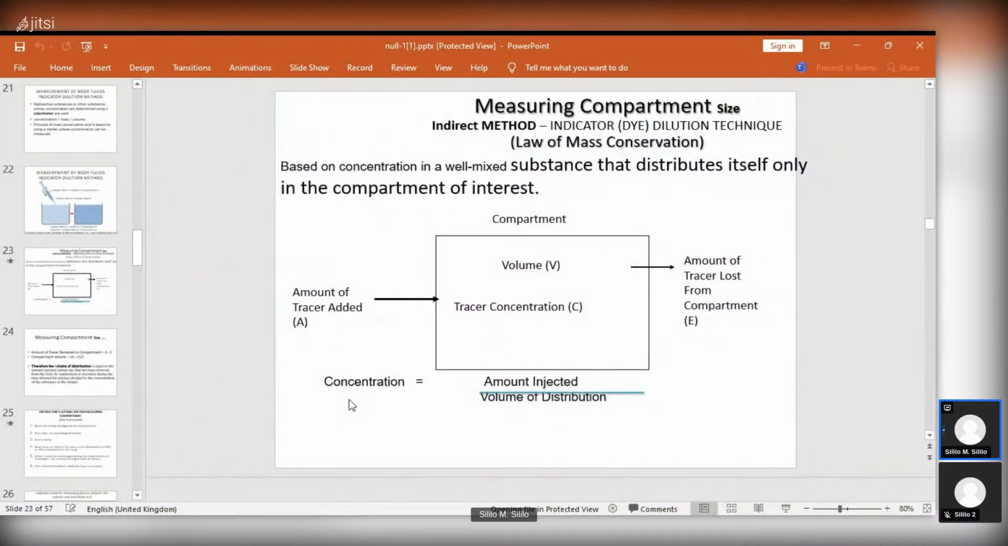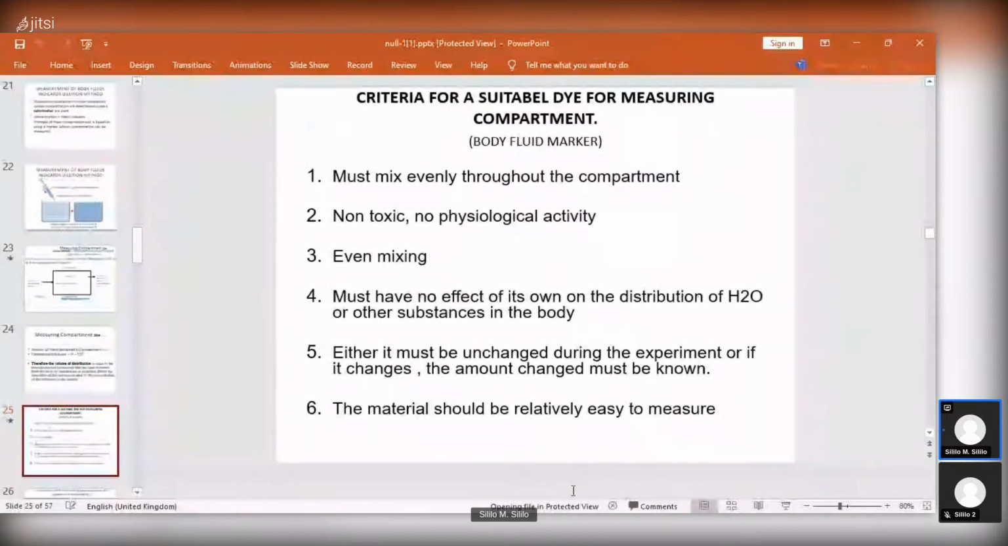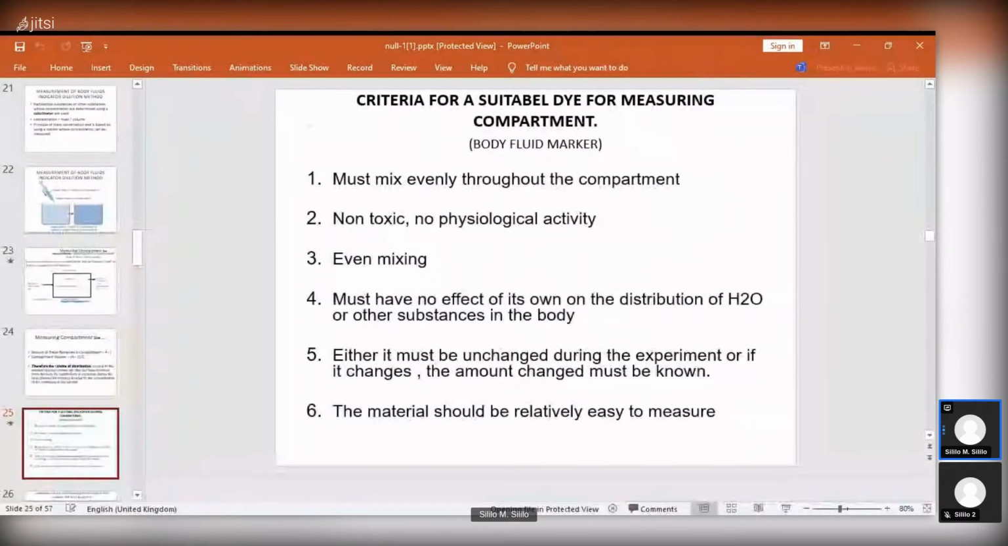Okay, so what is the criteria for selecting a dye? When we select a dye, remember I told you that if we're measuring the ECF, for example, the dye is supposed to just come and occupy the ECF alone. Of course, you're going to have trace amounts coming here, but they are negligible, and we're not going to consider them. So when we are giving a dye, it must mix evenly throughout that compartment. Remember, we're using the new concentration as a result of the injection of the dye.